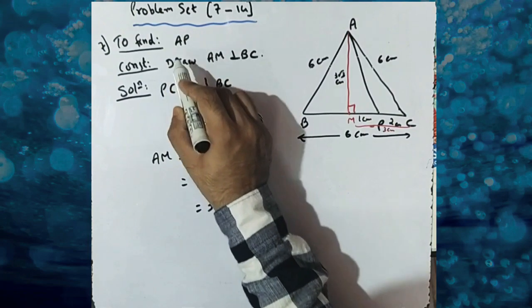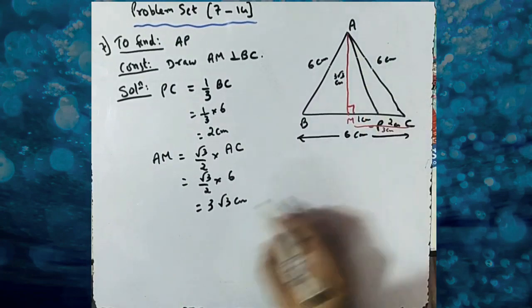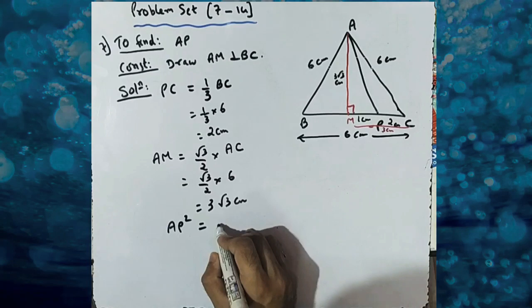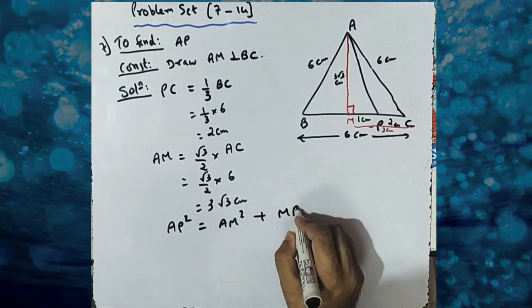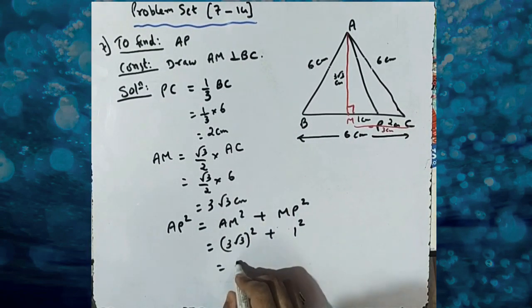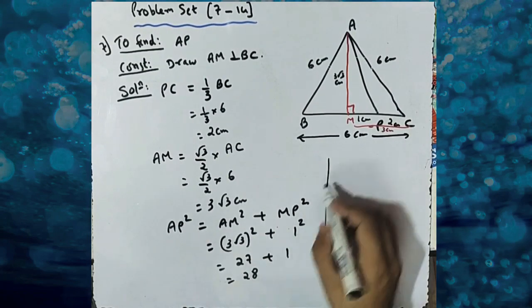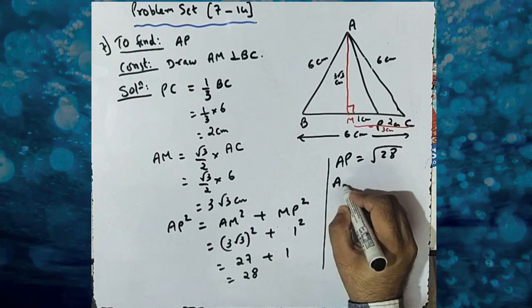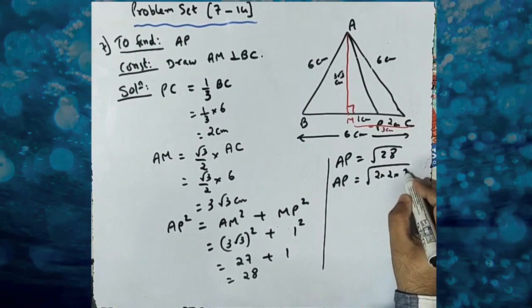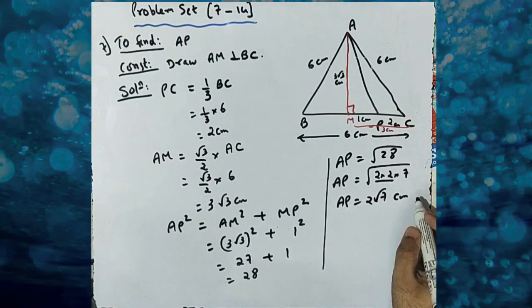Now we have to find the value of AP. In right angle triangle AMP, by Pythagoras theorem, AP square is equal to AM square plus MP square. In the place of AM will come (3√3) square plus 1 square. (3√3) square is 27. 3 square is 9, √3 square is 3, 9 into 3 is 27. 27 plus 1 will become 28. Square will become square root. AP will become √28. Factorize 28: 2 into 2 into 7. So 2√7 centimeter is the answer of AP.